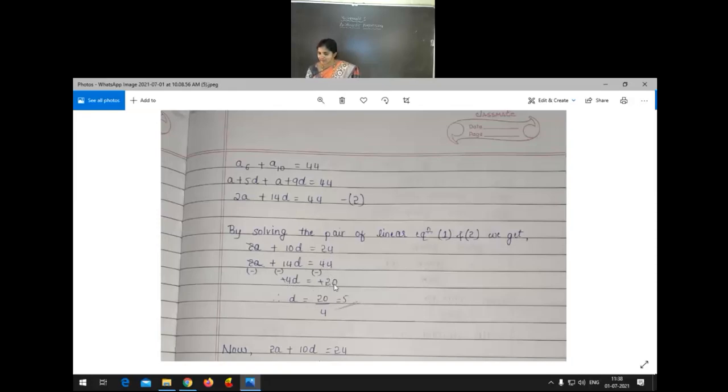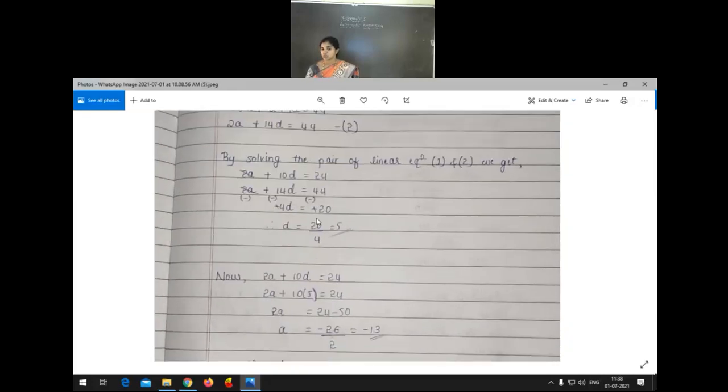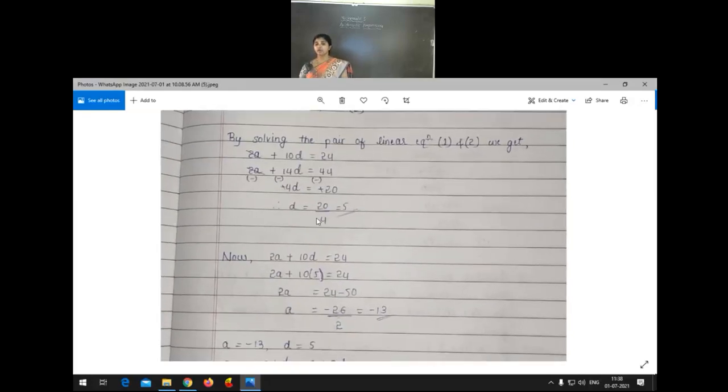Minus 4d is equal to minus 20. Both side negative sign, they get cancelled. Plus 4d is equal to 20 remaining. D is equal to 20 divided by 4, 5. So what we got actually? D we got 5. Now what we have to find out?